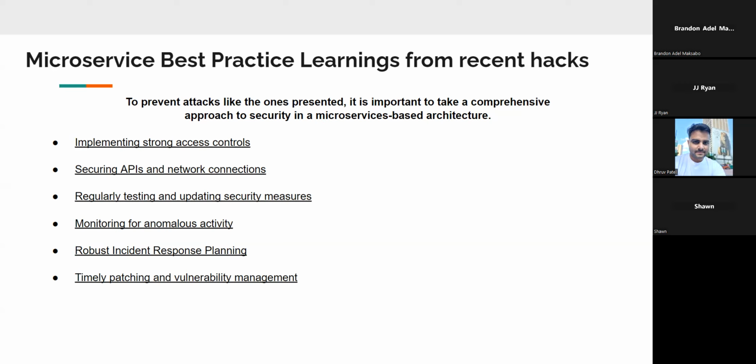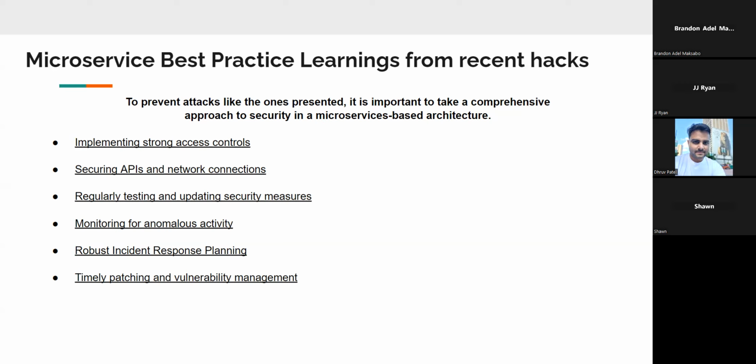There is also a dire need for monitoring for anomalous activities. By implementing robust monitoring and logging mechanisms, we can quickly detect and respond to any anomalous activities in our Kubernetes-based systems. This can include using tools like intrusion detection systems and security information and event management (SIEM) systems to help identify potential security threats. Next is robust incident response planning.